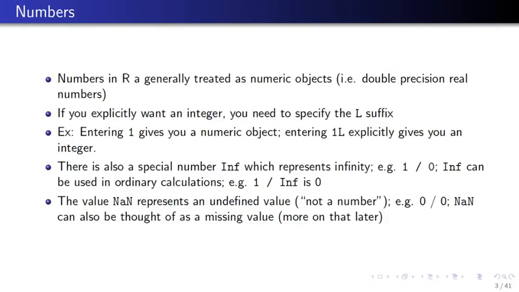There's another special value called NaN, and this represents an undefined value, so you can think of it as "not a number." For example, if you take 0 over 0, that's not defined, so you'll get a NaN back. NaN can also be thought of as a missing value, but we'll talk a little bit more about missing values later.